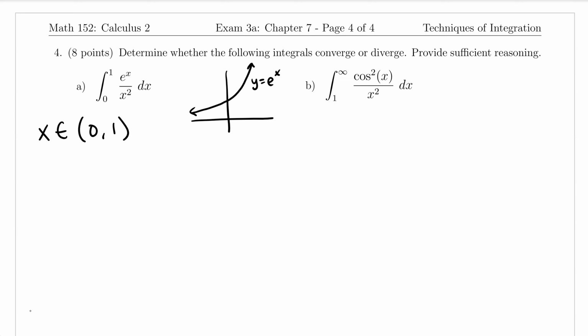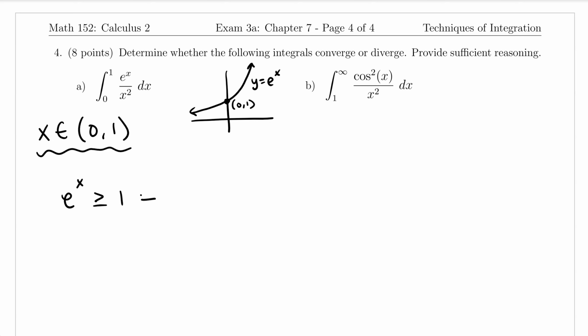And I know that if I plugged in 0 into that function, this ordered pair right here is 0, 1. And so if I'm plugging a number into this function that is at least 0, then the output is going to be at least 1. In other words, on this interval, we have that e to the x is greater than or equal to 1.